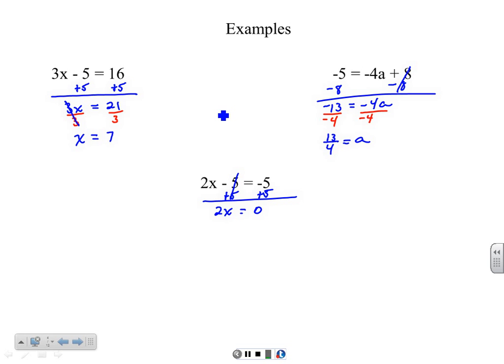And so now I need to get x to go to 1. So we're going to divide by 2. And so we get x is equal to 0.